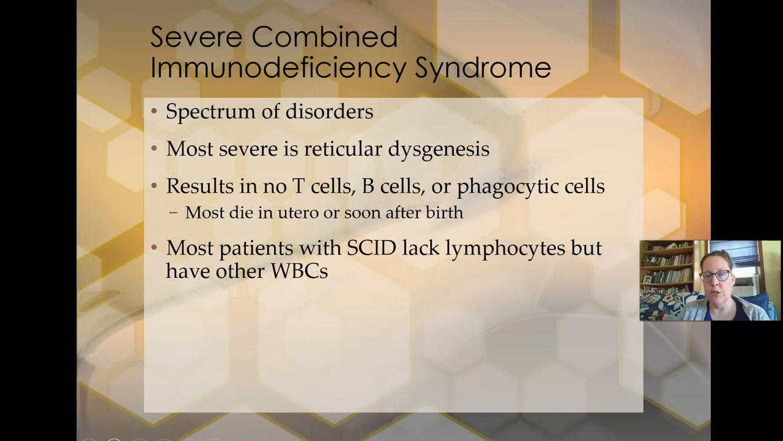And then you have severe combined immunodeficiency syndrome, also known as SCID. It is a spectrum of disorders, the most severe of which is reticular dysgenesis. In that one, you have no T cells, no B cells, and no phagocytic cells. So basically, you have no immune system, and of course most die in utero or soon after birth because they have no way of defending themselves. Most patients with SCID lack lymphocytes but have the other white cells, so they have a partially functioning immune system.